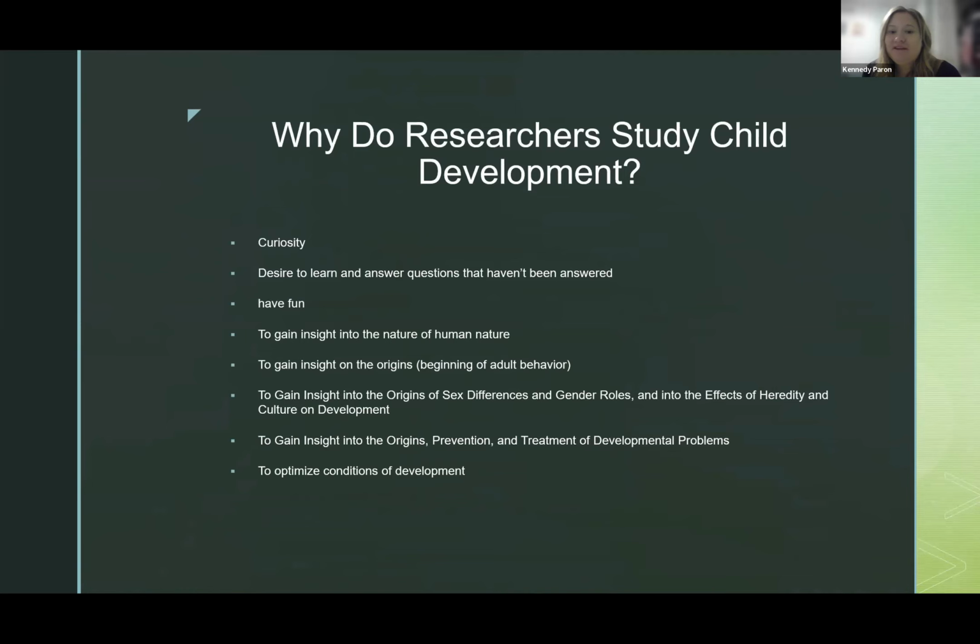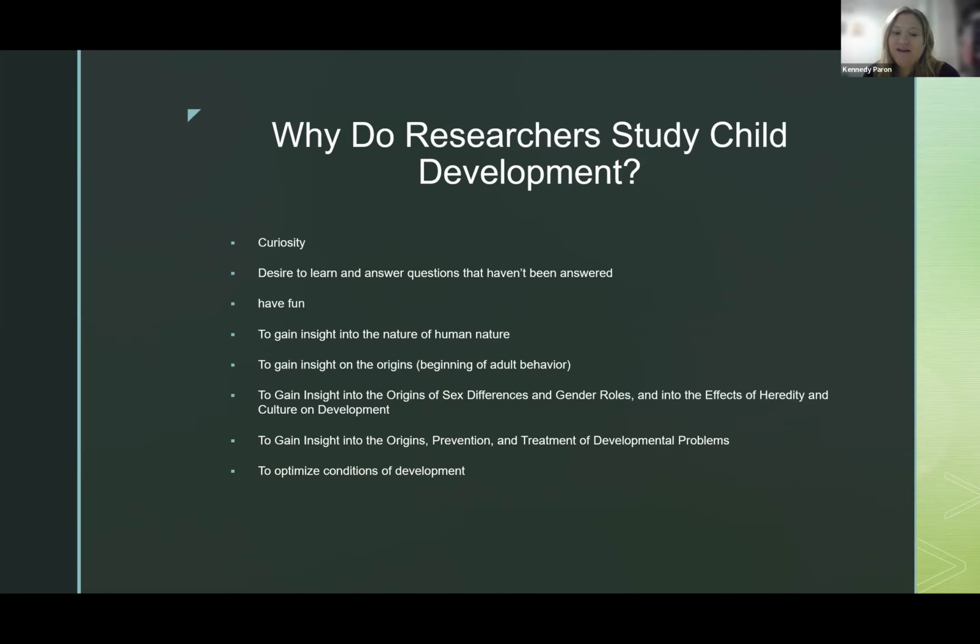So why do we research child development, you might ask? There are a lot of different reasons. Many are curious, so curiosity is what drives them to study this. It's very fun to work with children, so a lot of people want to study this because of fun. Many have the desire to answer questions that do not have answers yet. Many want to gain insight into the nature of human nature because, as we know, our behaviors start as children and progress till we're adults.